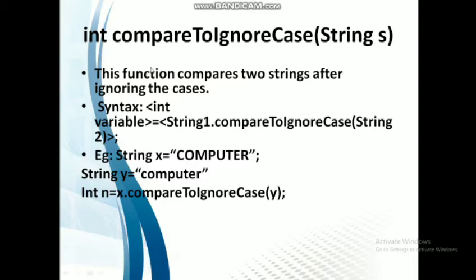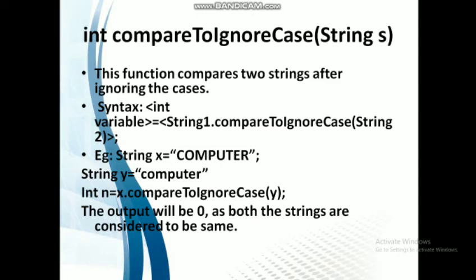So here we are comparing x and y, and both strings are computer, differing only in the case. So we'll see what the output is. The output will be 0 as both the strings are considered the same. Even though the letters differ in case, all the letters are similar, so the output will be 0.